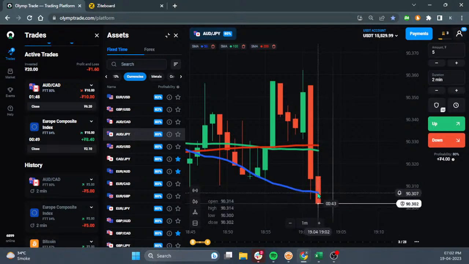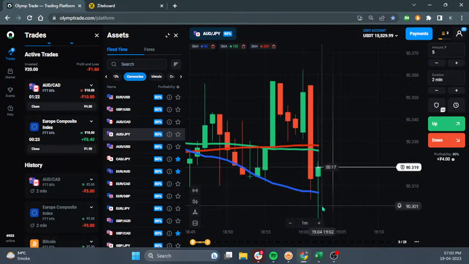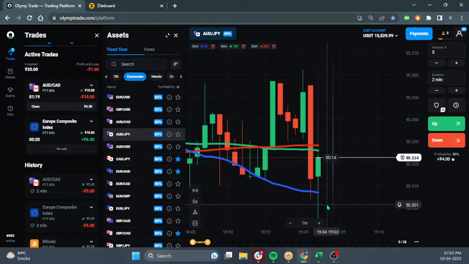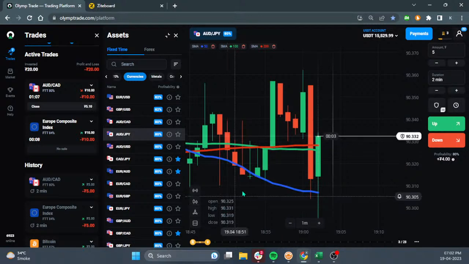Here it's crossing SMA 5, so is there a chance of reversal? Let's see about it. Oh, reversal is happening. We should have opened a trade. I missed the chance. If you guys can see right now, if we would open a trade over here, we would have had a profitable trade. But that's okay. At least we got to know that this is how you miss a chance to open a profitable trade.